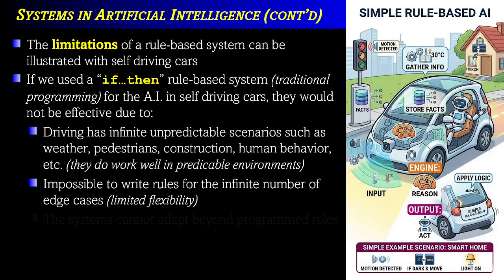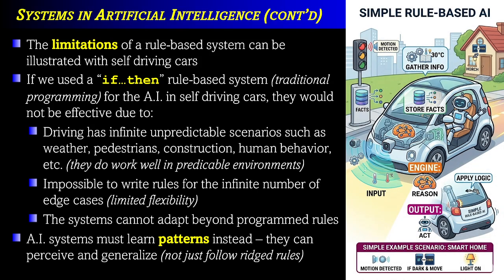The limitations of the rule-based system can be illustrated with the self-driving car. If we used a bunch of code that wrote if-then statements, a rule-based system, a traditional programming style for AI for self-driving cars, the self-driving cars would not be effective because driving has infinite unpredictable scenarios, such as weather and pedestrians and construction and human behavior. They do well in a predictable environment. The rule-based system likes consistency. It's impossible to write all the rules for the infinite number of edge cases that driving cars would encounter.